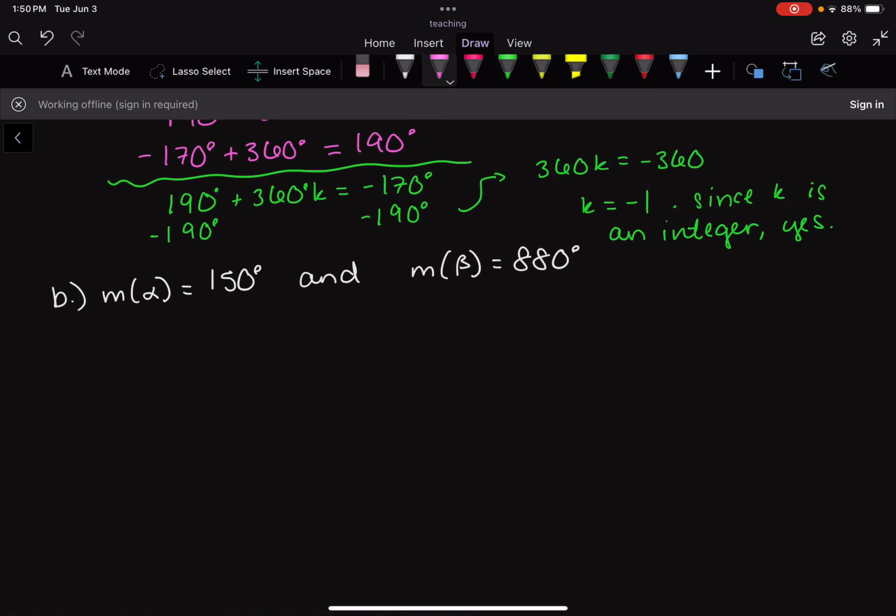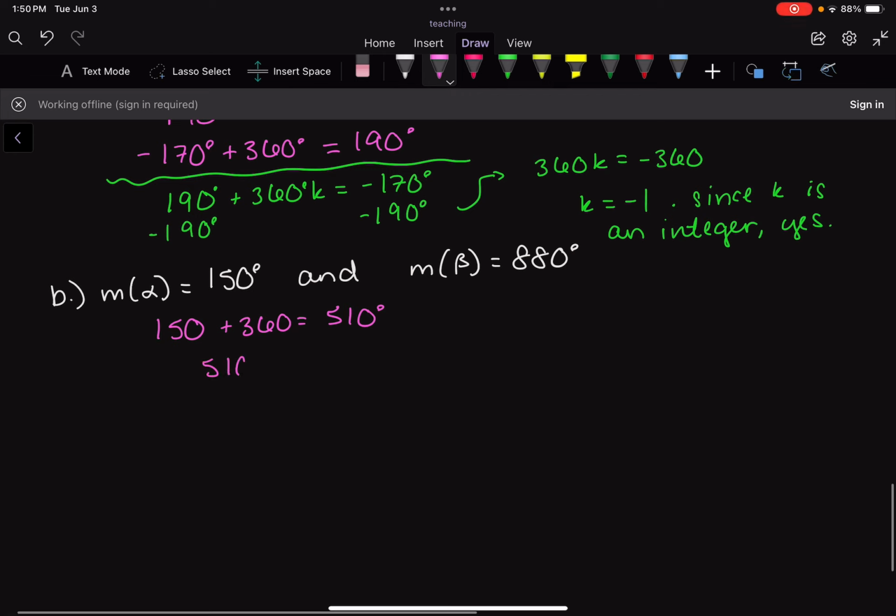So let's see, if I take 150 and I'm trying to get to a bigger angle, I'm going to add 360. So let's see what I get. 150 plus 360, what does that give me? 510. Okay, so now I'm going to add 360 again, because I need to get even bigger than that. If I add 360 again, I get to 870.